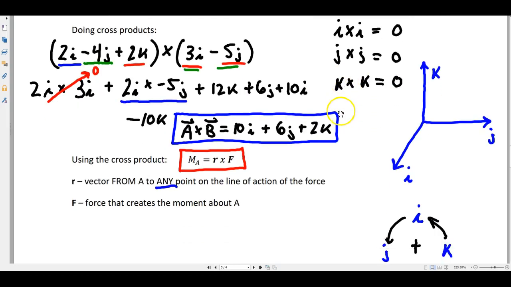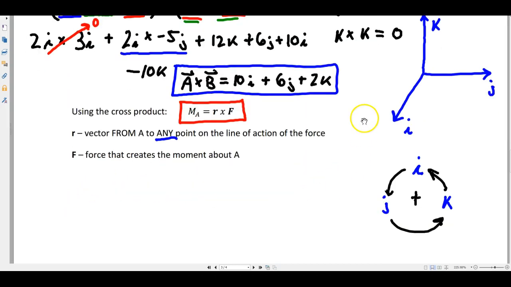Now, in order to calculate the moment about a point A, it is equal to r cross F, where r is a vector from A to any point on the line of action of the force. And I underline any, any point on the line of action of the force. And F is the force that creates the moment about A.